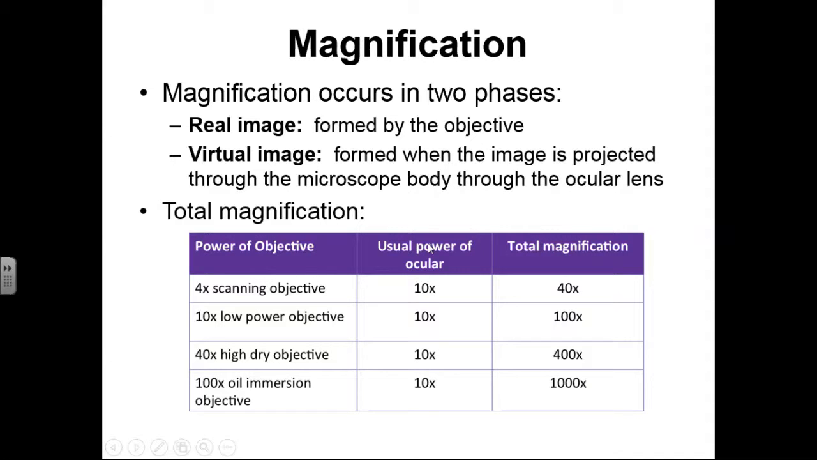Almost all ocular lenses are 10 times total magnification. To find the total power of your magnification, you multiply the magnification of the ocular by the magnification of the objective lens. So 4 times 10 gives us 40. 10 times 10 gives us 100. 40 times 10 gives us 400. And typically 400 times total magnification is going to be as high as you'll usually go with most light microscopes.